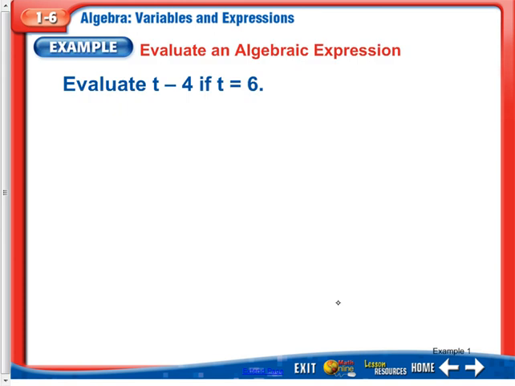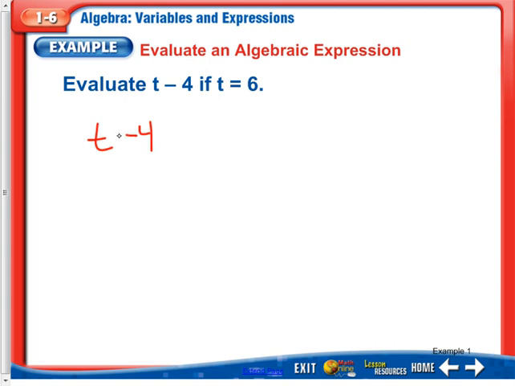All right, let's try some examples here. For your homework tonight, you're going to see problems that look just like this. It says evaluate, which we know means solve. Evaluate t minus 4 if t equals 6. So the first thing you need to do is copy the problem. So t minus 4. You're going to copy the algebraic expression. You don't need to write this part, you'll get that out of the book. But you do have to copy the expression.